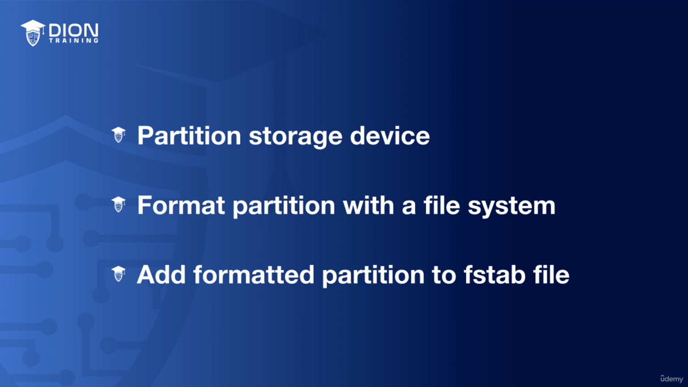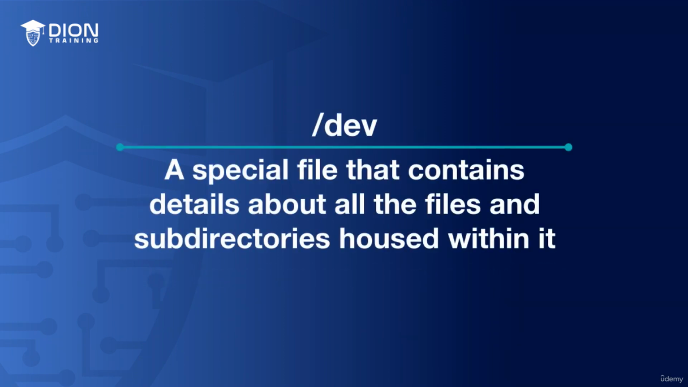In Linux, everything is going to be treated as a file, even a directory or an entire disk's volume or partition. When you look at a file system, you're going to see it written out as a directory known as /dev for device. Now, a /dev directory is a special file that contains details about all the files and subdirectories that are housed within it. Linux uses naming conventions so that storage devices are easily located by the system whenever they're attached and when the system boots up. For storage devices, the naming convention is typically expressed in 3 parts.